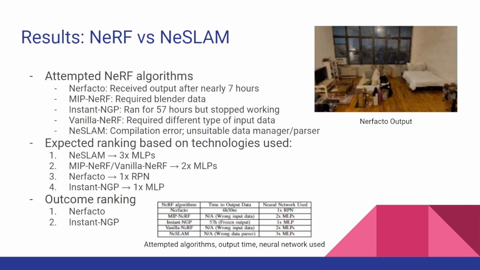We also ran Instant NGP, but after 57 hours, the model did not progress and stopped working, shown in the table. Moreover, we tested vanilla NeRF, but it could not run as the input data was also incompatible despite different attempts to alter the code. Similarly, NeSLAM could not run despite changing several parameters such as the data managers and parsers. Nevertheless, our original hypothesis of ranking NeRF Studio algorithms was correct for the data we could test, as NeRFacto outputted data much faster than Instant NGP.